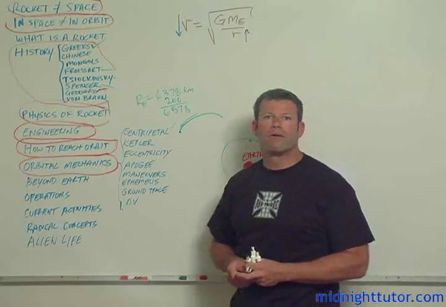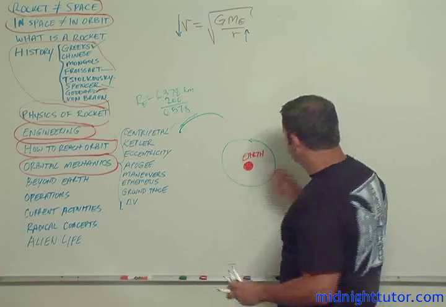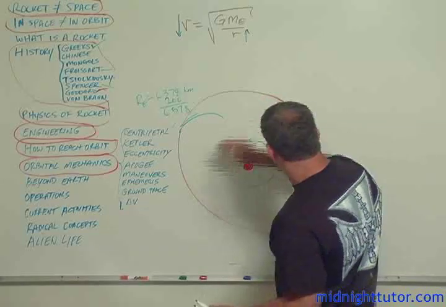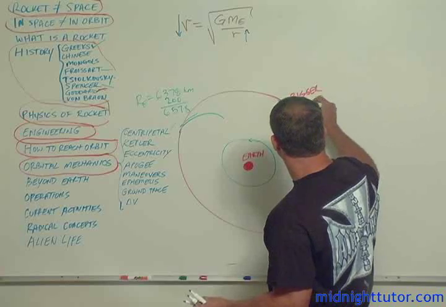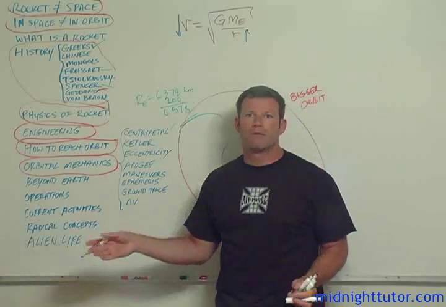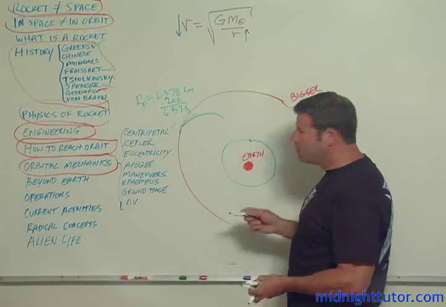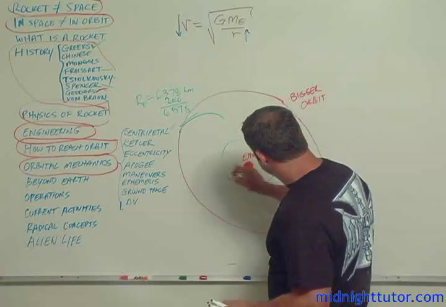But we want to go to some other orbit. What can we do? We want to go to this orbit, a bigger orbit. In the next section, I'll talk about why in the world you would ever want to go into a bigger orbit. How are you going to do it? Well, we're going to use a transfer orbit that looks like this.